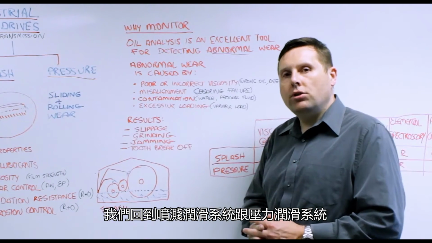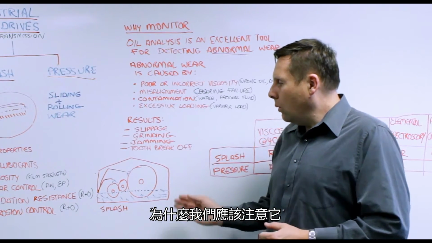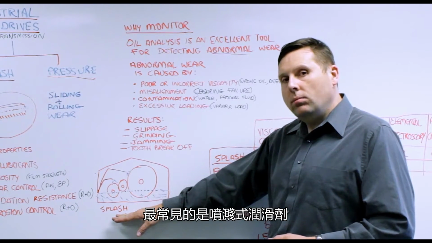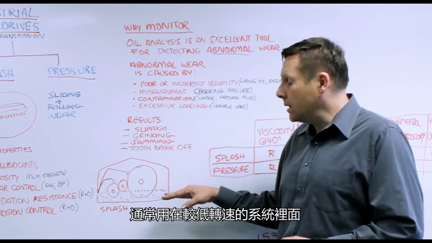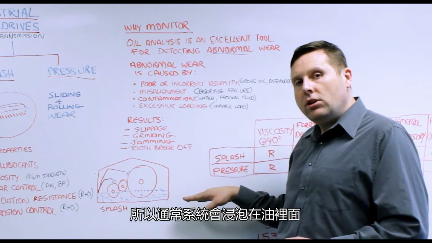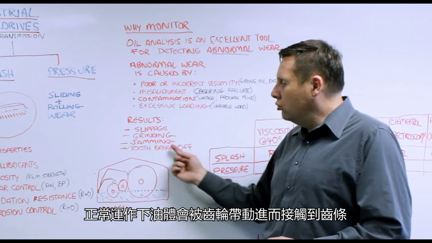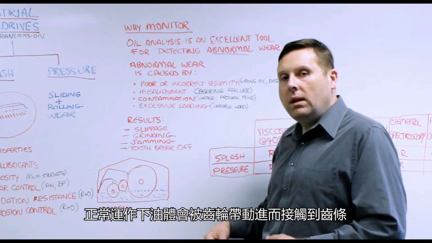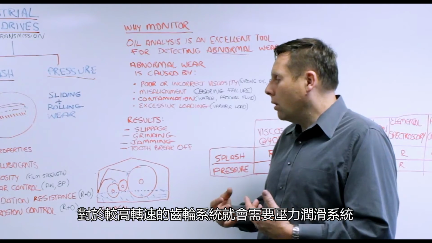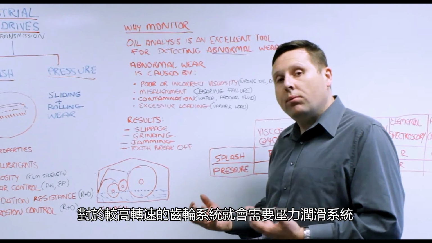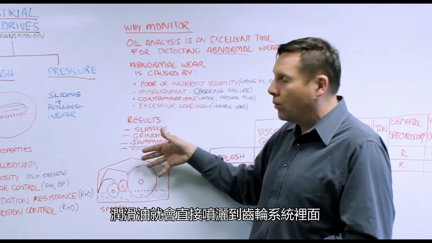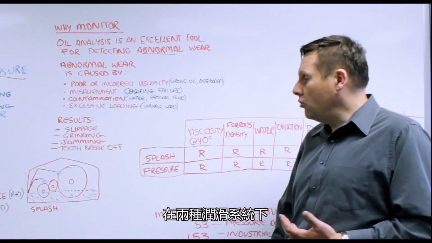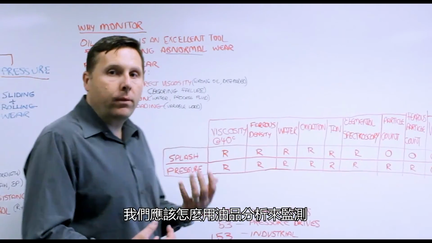Now back to the splash and pressure lubrication concepts. Why do we care about that? Well, in typical gear systems or gearboxes, splash lubrication is most common and is usually used for lower speed gearboxes, and that's where the oil is in a bath lubrication system and the oil is drawn up by the gear systems and it is squeezed through the gear teeth during the normal operation. For higher speed gear applications, you need to have pressure lubricated systems, and that's where the oil is sprayed directly onto the gear systems.